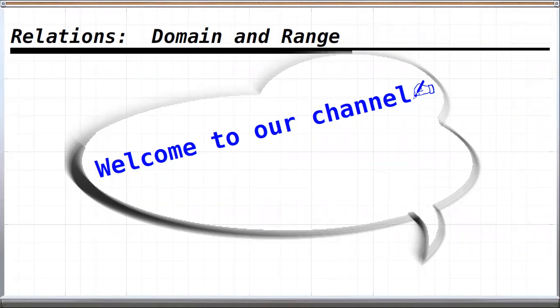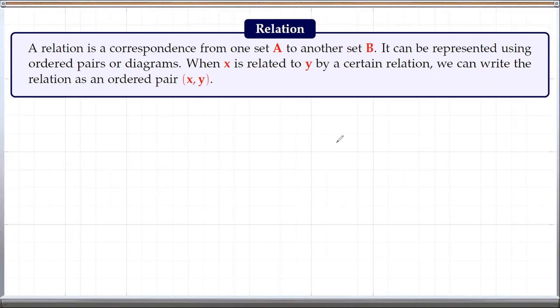In this video, we will talk about relations from one set to another set and their domain and range. So let's define what we mean by relation first. A relation is simply a correspondence or a mapping from one set A to another set B. So if you have a set A here and a set B here, a relation is a correspondence from this set to that set.